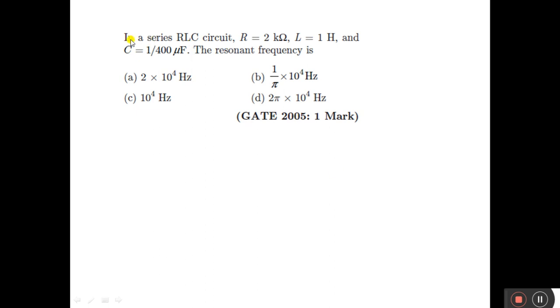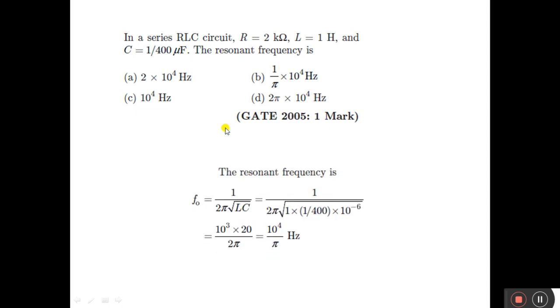Next one. In a series RLC circuit, R is given as 2 kilo ohm, L is 1 Henry and C is 1 by 400 microfarad. The resonance frequency is: option A, 2 into 10 power 4 Hertz; option B, 1 by pi into 10 power 4 Hertz; option C, 10 power 4 Hertz; option D, 2 pi into 10 power 4 Hertz. This question was asked in GATE 2005, 1 mark.